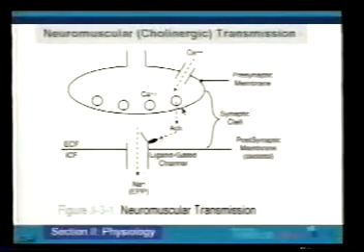You should also realize the time taken to release this transmitter and the time required to diffuse to the postsynaptic membrane and attach to the receptor is the largest time component in synaptic transmission. So synaptic delay is mainly due to the time required to release the transmitter and for it to diffuse to the postsynaptic membrane.